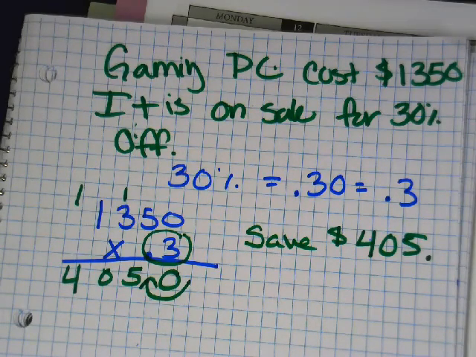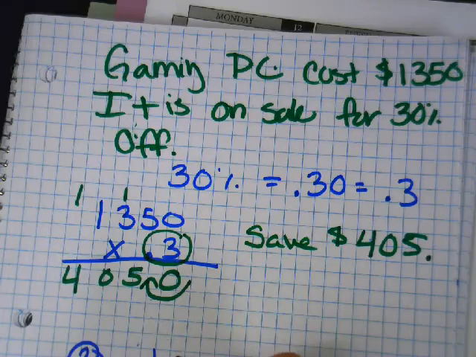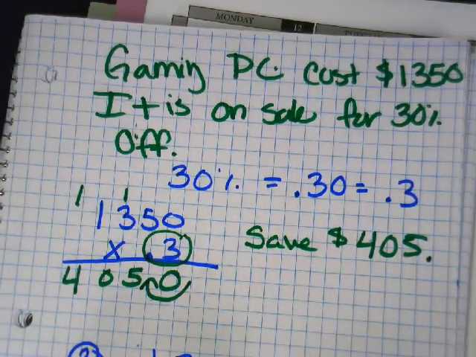Yay, us. Okay, what's our second step? Subtract. 1,350, and I'm going to subtract 405.